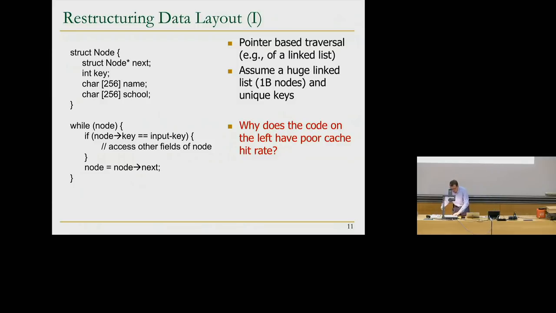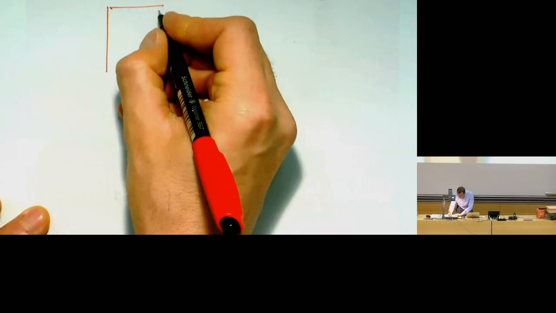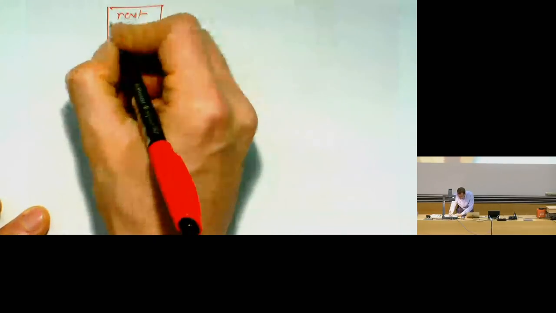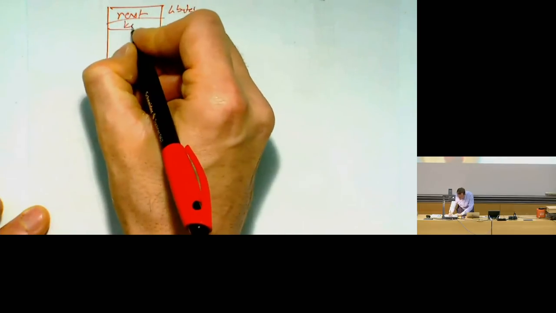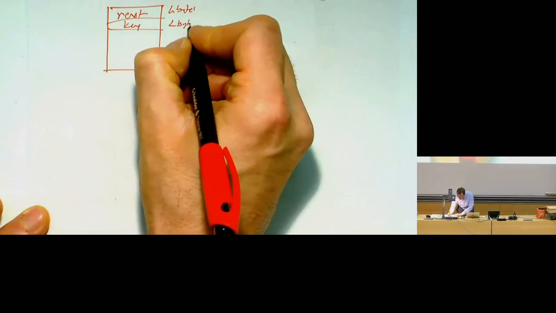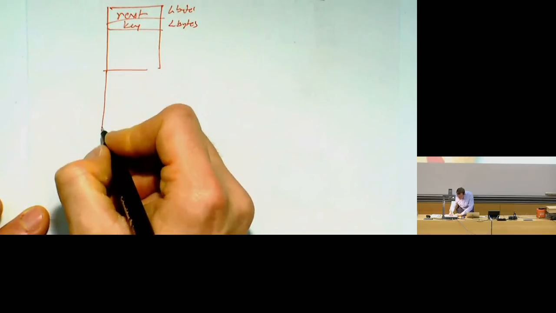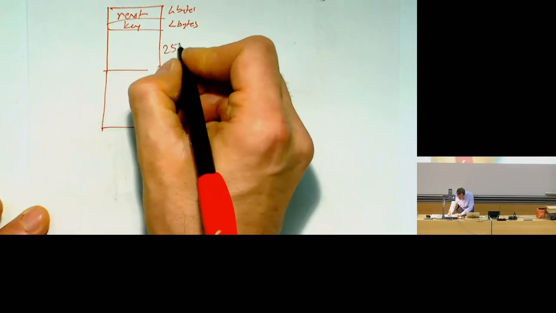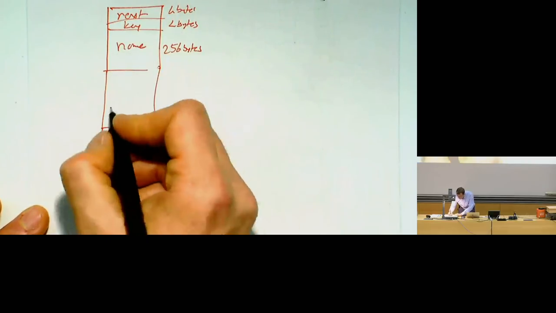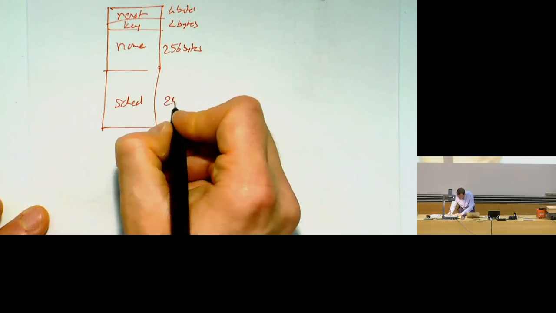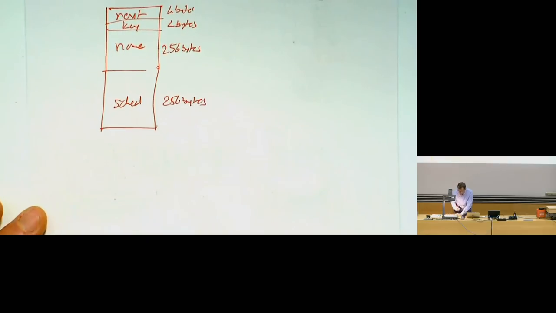Let me switch to this over here. If you look at the data structure, it has next, probably 4 bytes, it could be 8 bytes also. It has key, 4 bytes, let's say. And it has two huge fields, 256 bytes each, not to scale: name and school. So this is what the data structure looks like.